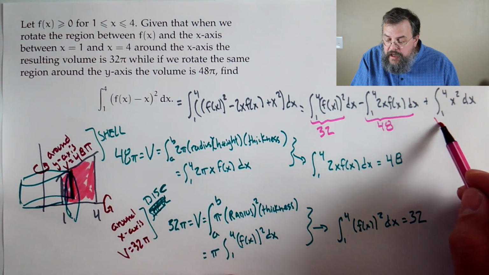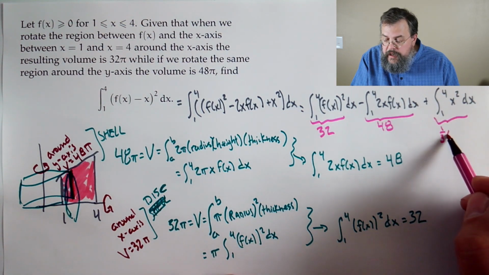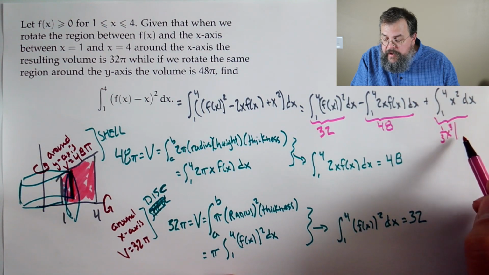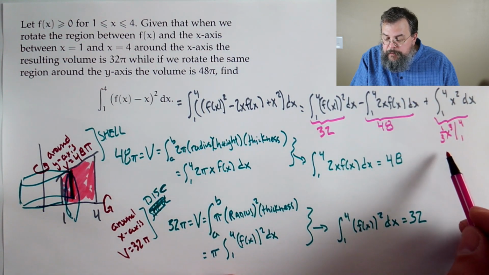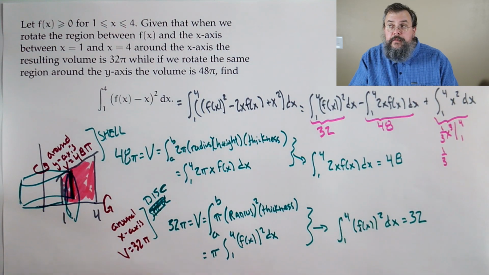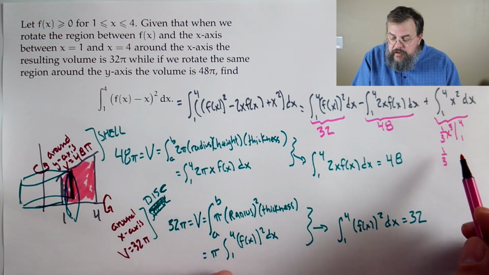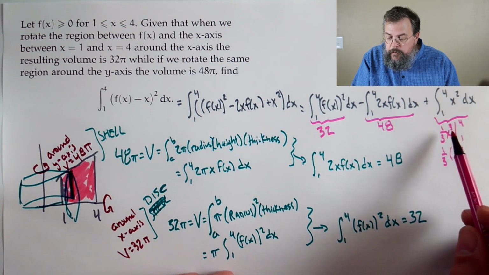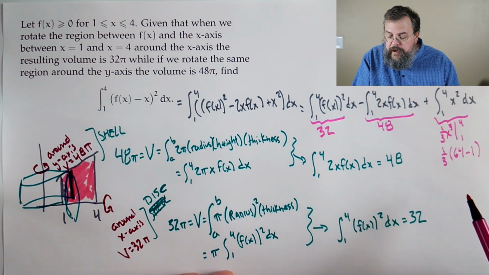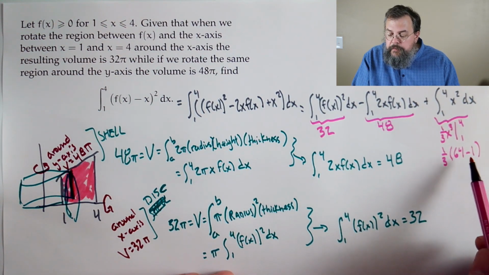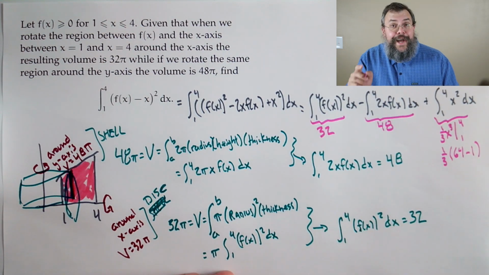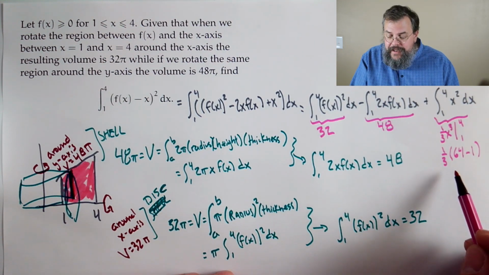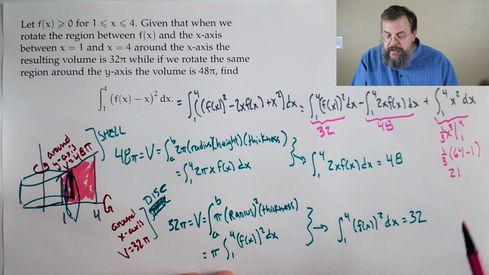So let's see, this would be 1/3 x cubed, evaluated from 1 to 4. So that would be 1/3 of 4 cubed. Well, 4 times 4 is 16, times another 4 will give us 64. So 64, so that's 4 cubed. 1 cubed is 1, 64 minus 1. 64 minus 1, 63, and 3 goes into 63, giving us 21.